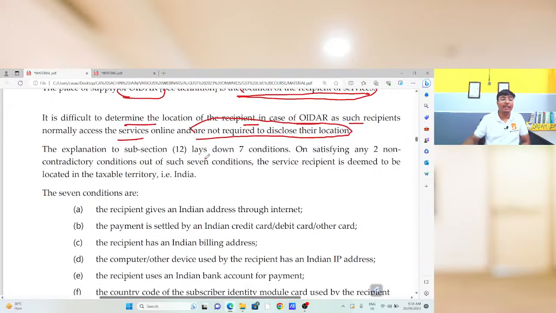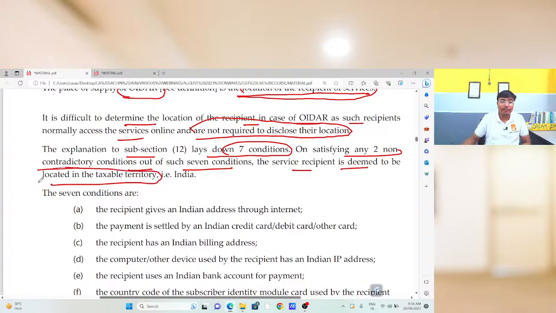For that purpose, the explanation to subsection 12 lays down 7 conditions. On satisfying any two non-contradictory conditions out of such 7 conditions, the service recipient is deemed to be located in the taxable territory, that is India. There are 7 conditions, and if the particular recipient satisfies any two conditions, in that case we can say that the recipient is in India.